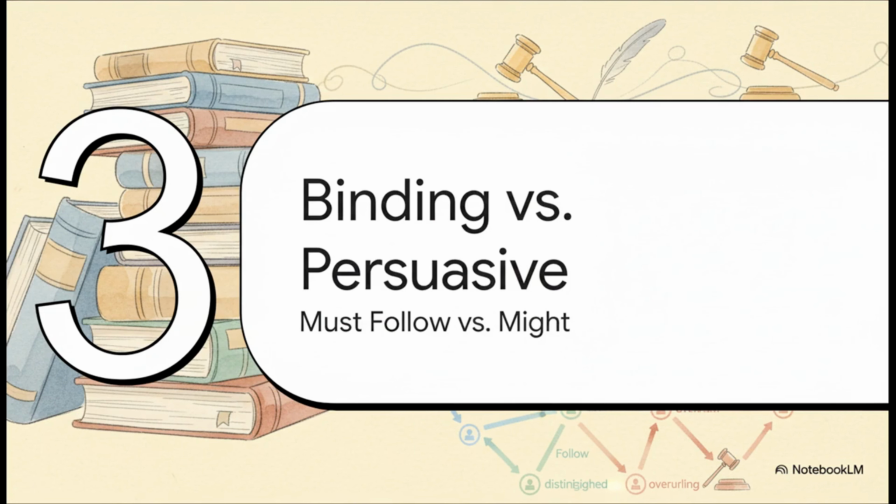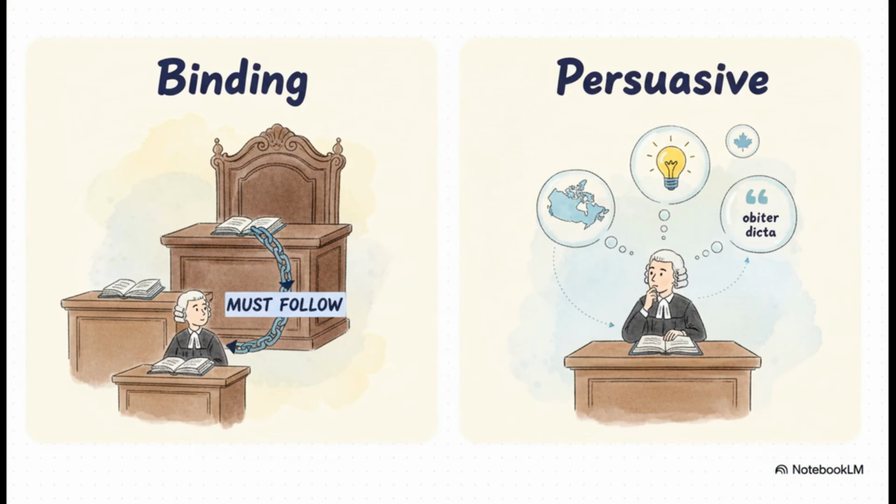Okay, so that hierarchy leads us to a really key distinction. Not all precedents are made equal. Some are like direct orders, and others are more like helpful suggestions. So let's break down the difference between a precedent a judge must follow and one they might follow. Here we go. Side by side.